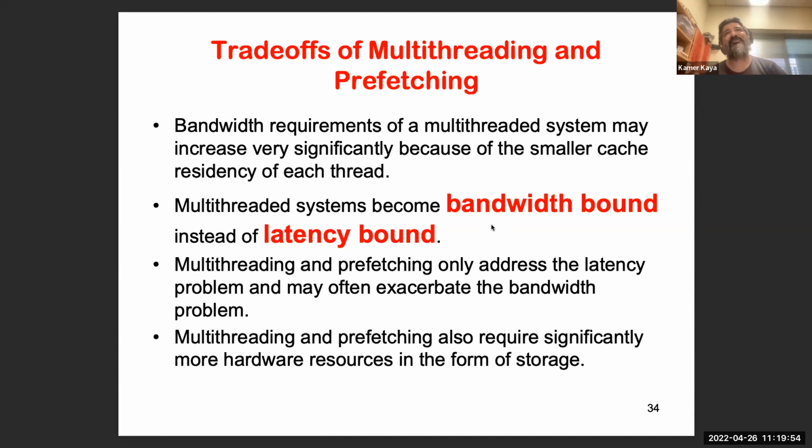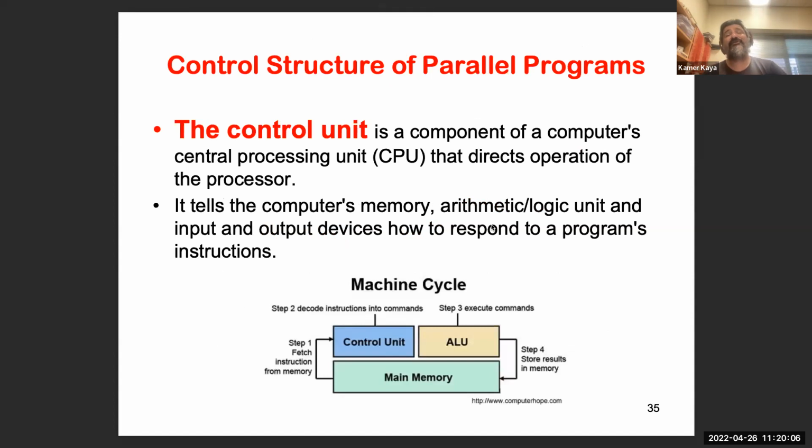So multi-threading and prefetching only address the latency problem and may often exacerbate the bandwidth problem, yes. Multi-threading and prefetching also require significantly more hardware resources in the form of storage. Okay, we talked about that. So the control structure, as I told you, this is important, and this is one of the things GPUs get rid of, let's say, okay?